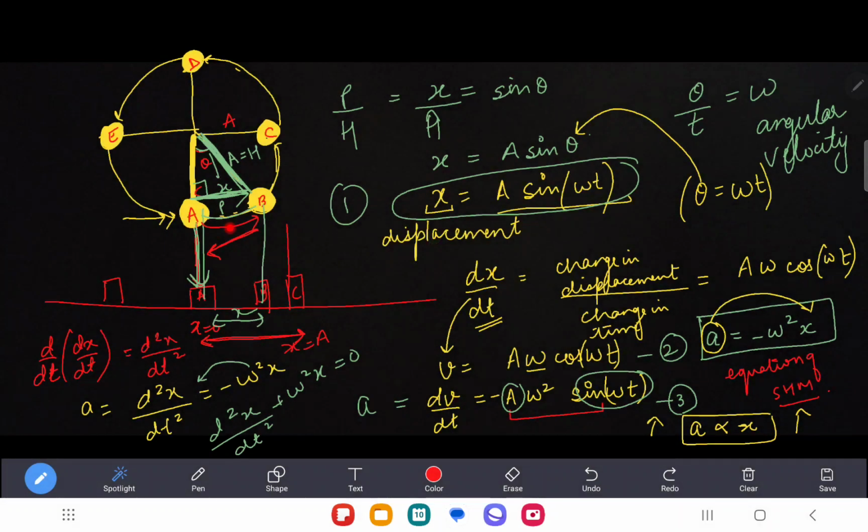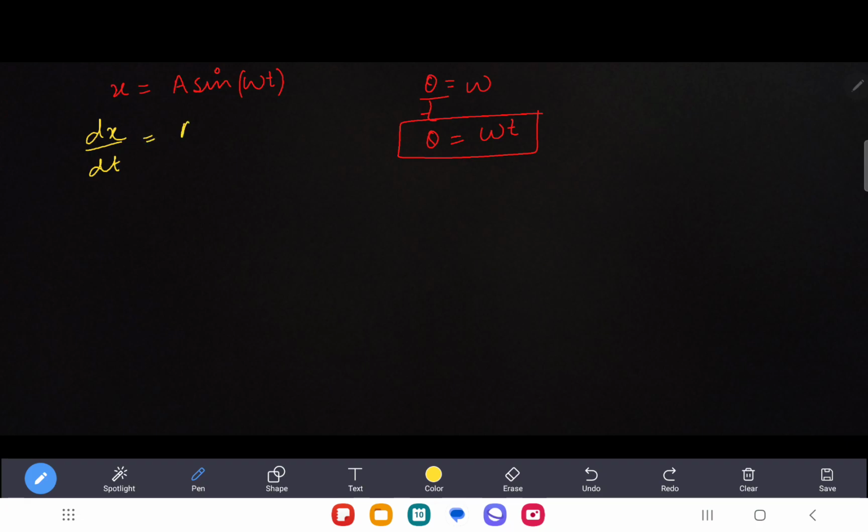So how do I put it down again? Let me just brief it out. From the diagram, you have to understand that x is equal to a sine omega t. Why did I write omega t? Because it was actually theta, and theta over time was omega, so theta came out to be omega t. Understood? So dx by dt shall be a omega cos omega t.